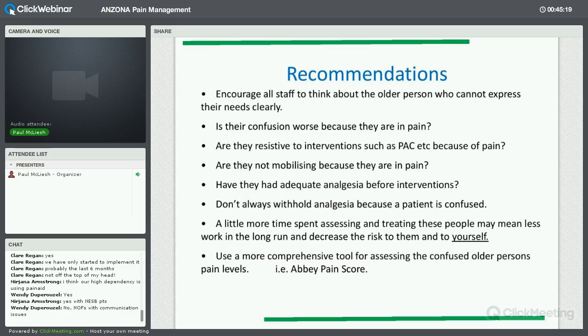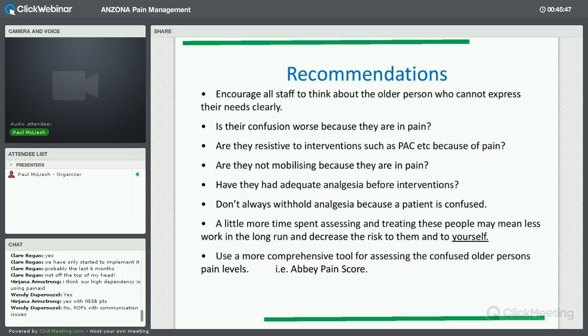So we're less likely to get injured. We're not going to hurt our backs or shoulders trying to mobilise someone who's in a lot of pain and keeps collapsing. So there's a benefit for both of us. That's why I think it's really important to consider these patients' pain. The recommendations that came out were to encourage all staff to think about the older person, especially those who can't express their pain needs clearly.